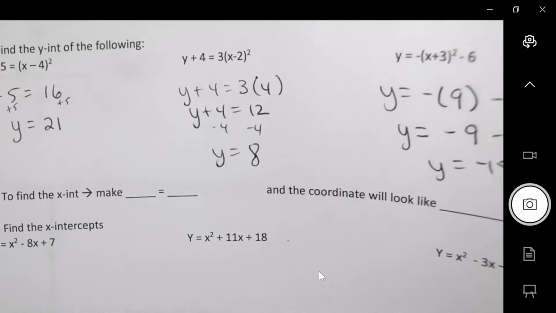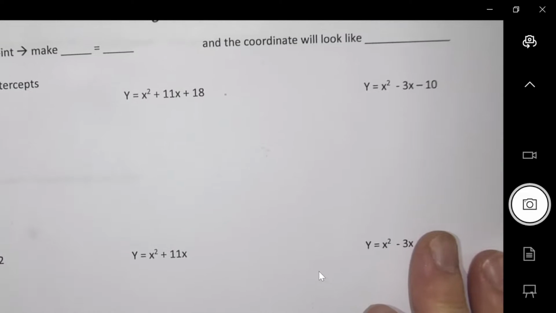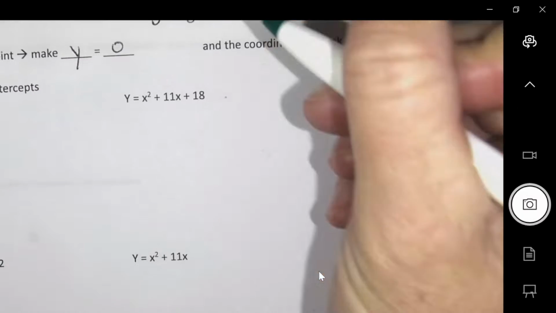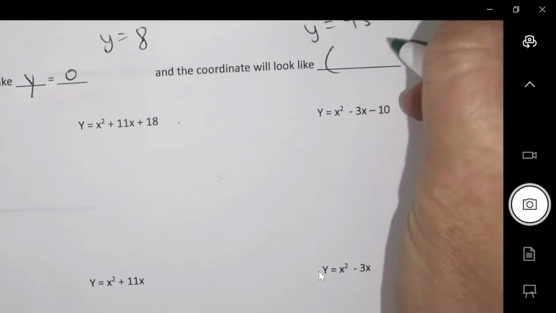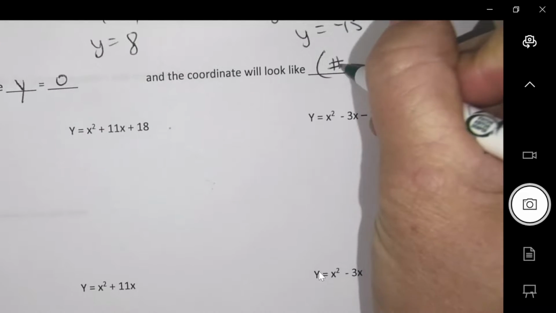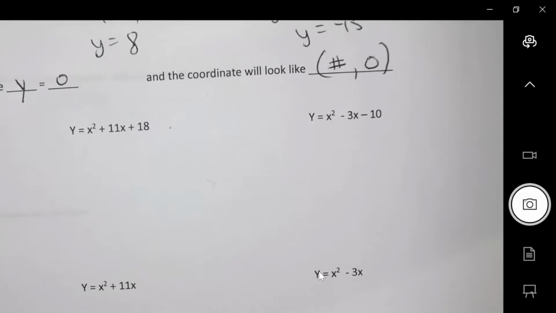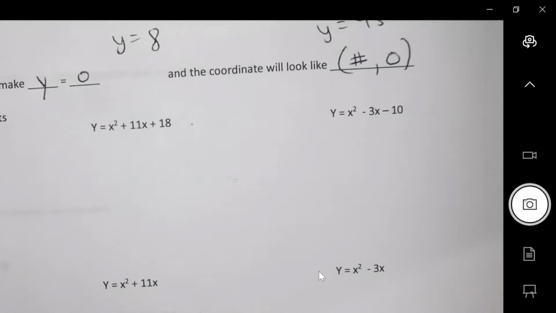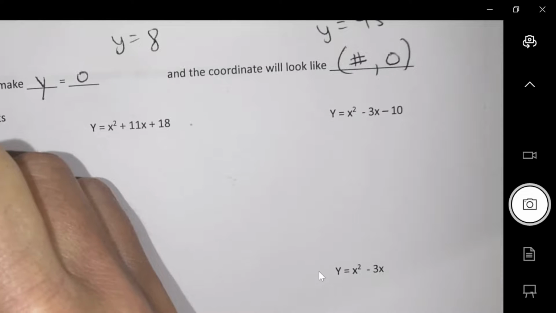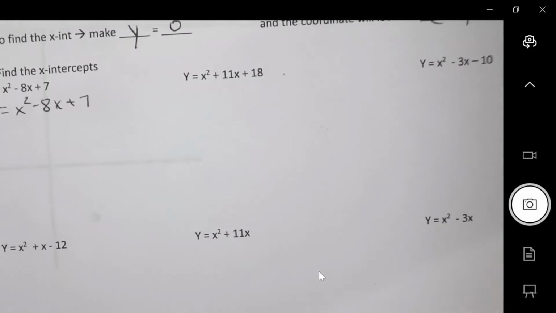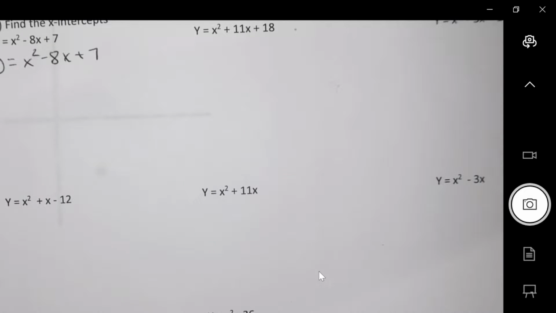Okay, number 4. If we were to ever find an x-intercept, we need to make y equals 0. So now the coordinate will look like a 0 on the y part. So I made the y turn into 0. Okay, so now when you have this situation, there's no way to isolate that x. You can't get x alone because you have x squareds and x's.